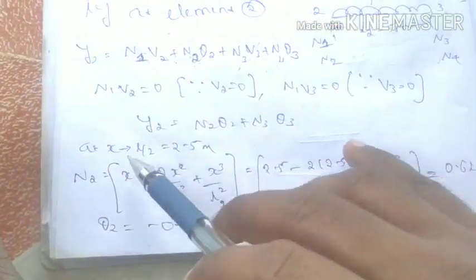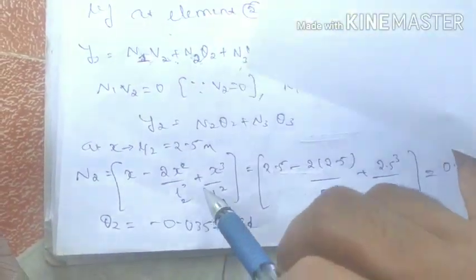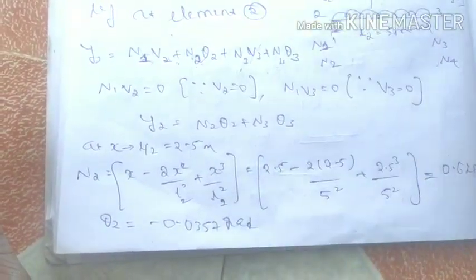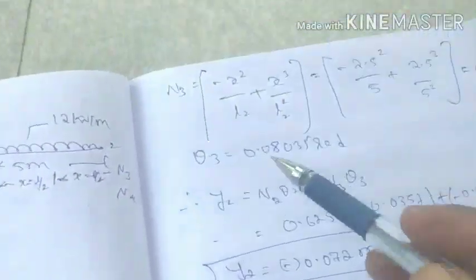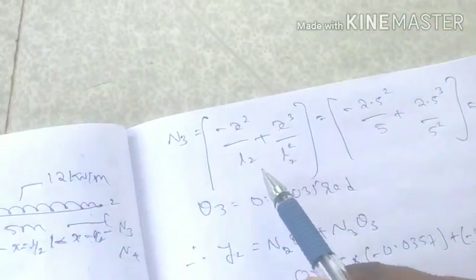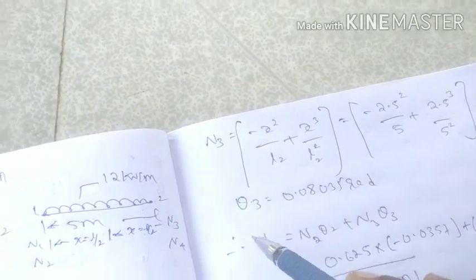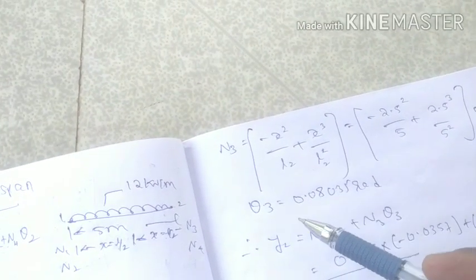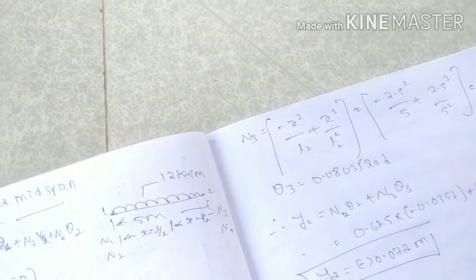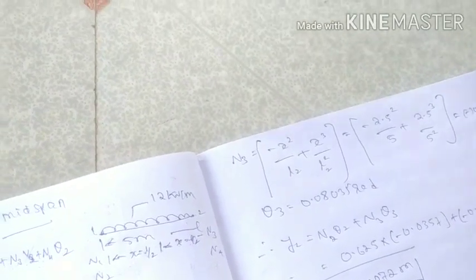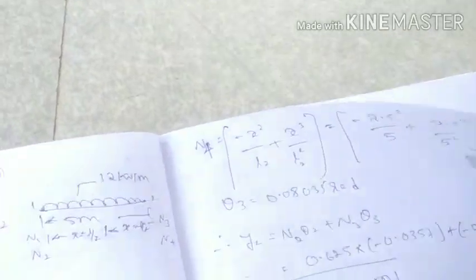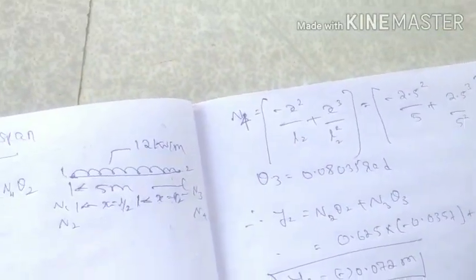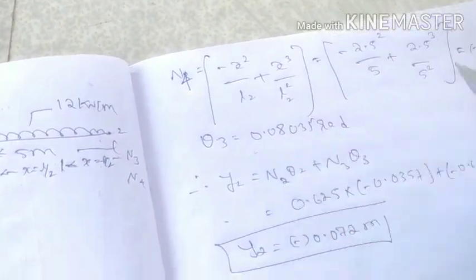So therefore N2 is x minus 2x square by L plus x cube by L. Here the corresponding L is the L2 value to substitute. So therefore you will get around 0.625, and theta 2 we already found it, minus 0.0357 radian. And N4 we need to calculate, that is as usual you will get 0.0625, and theta 3 is 0.0803.